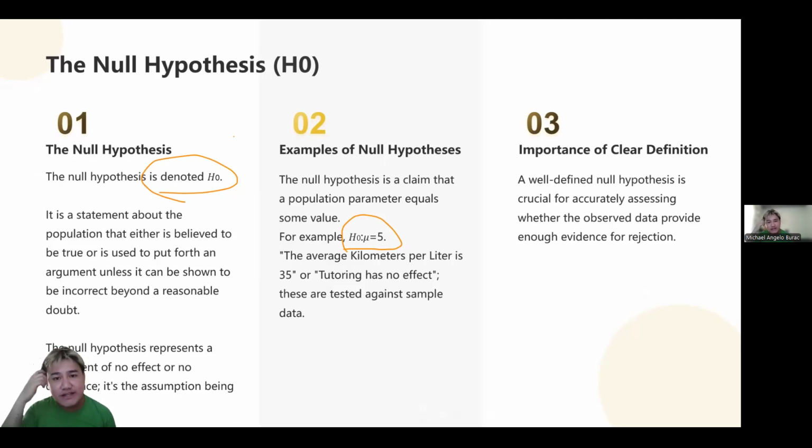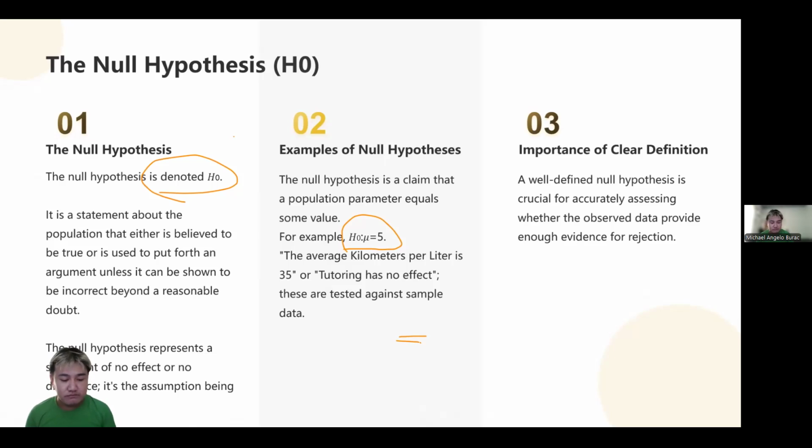So let's have an example. The system response time is 2 seconds, or the app does not improve performance. So say no effect or no difference. We use the equal sign to represent our null hypothesis.